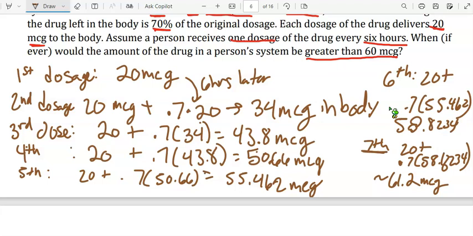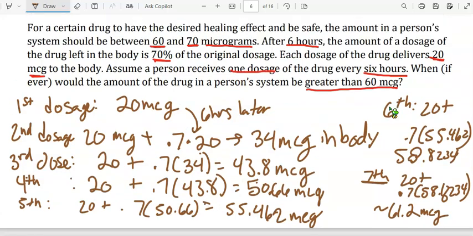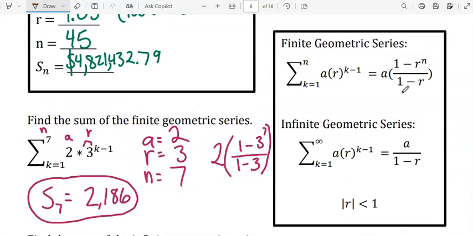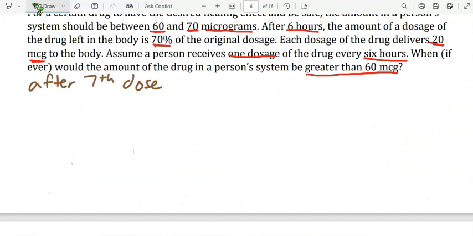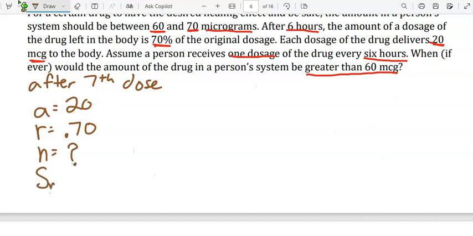Now instead of writing this all out like this, you could also use the finite geometric series formula. We would identify A, R, and N. A is the dosage, which is 20 micrograms. The rate is going to be 70%. And then N, we wouldn't know what that is. And the S of N has to be greater than or equal to 60.